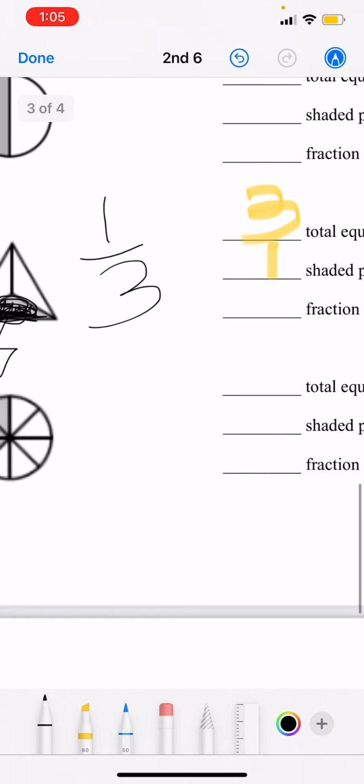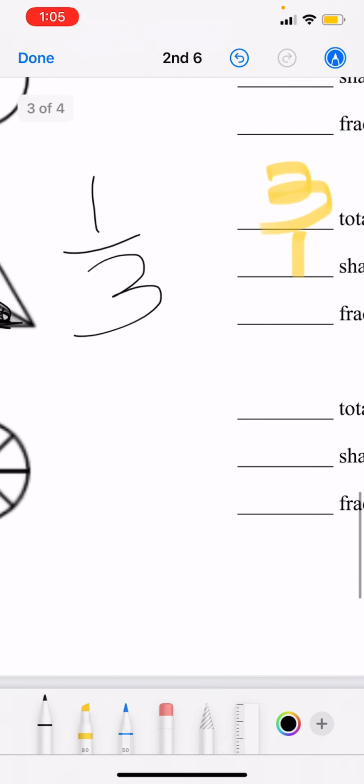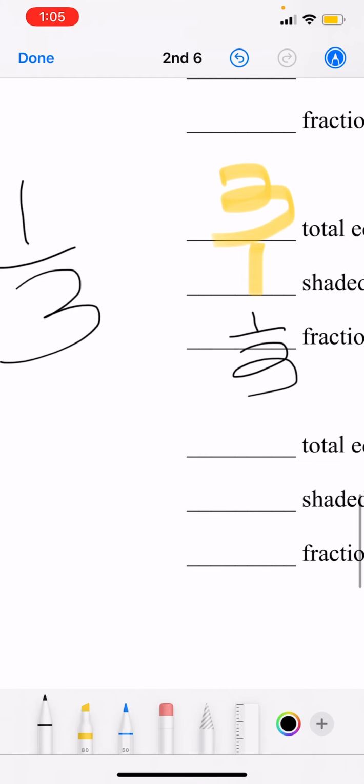So the fraction for number 4 is going to be 1/3.